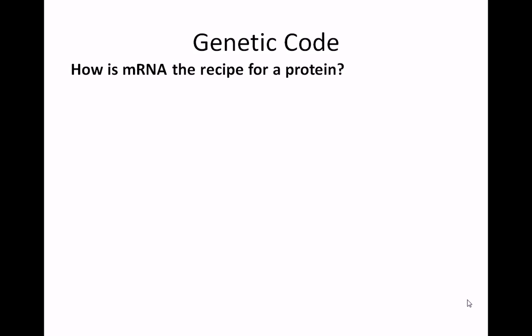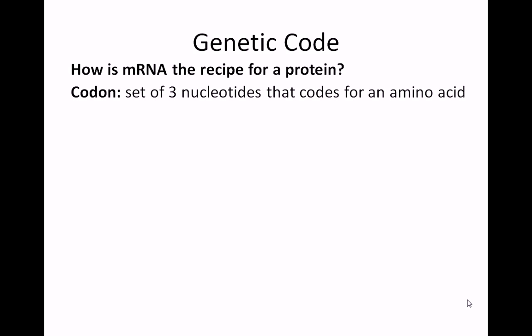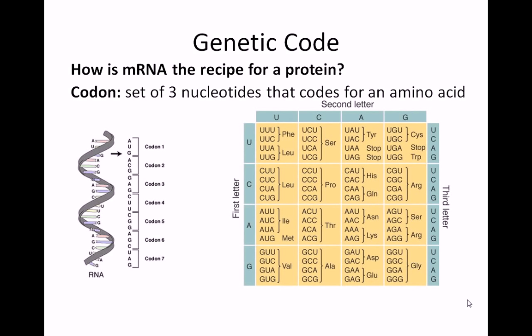We will now talk about the genetic code. What is it about mRNA that makes it the recipe for a protein? An important term here is codon. A codon is a set of 3 nucleotides that codes for an amino acid. The sequence of nucleotides in mRNA forms a sequence of codons that codes for amino acids. The table on the right shows the 64 possible codons and the amino acids that each codes for.